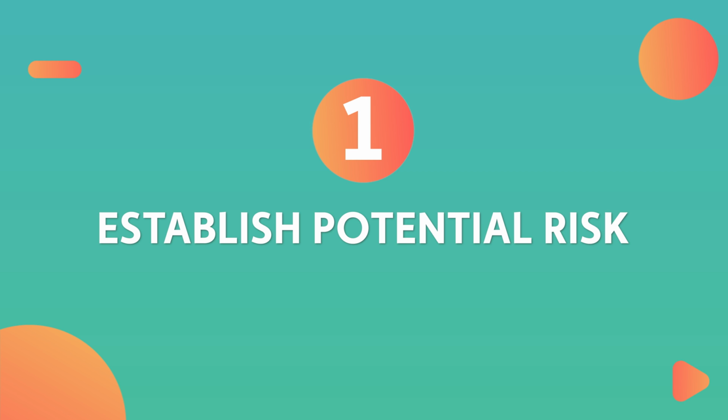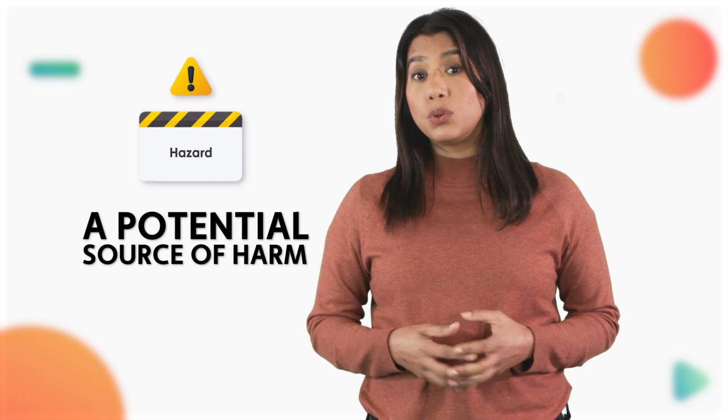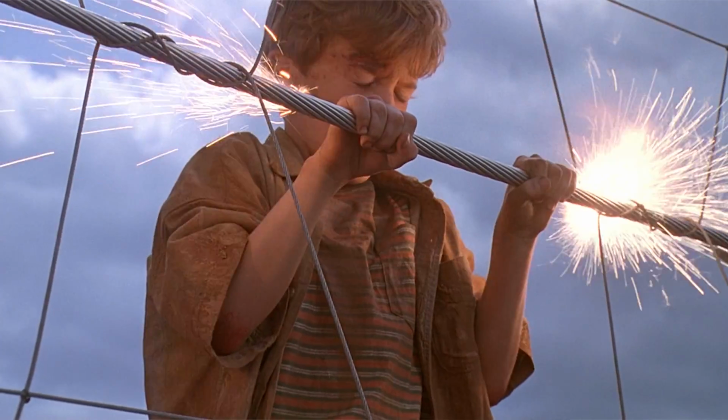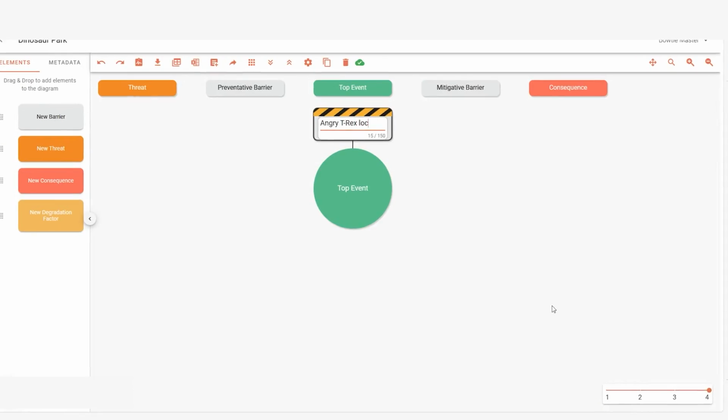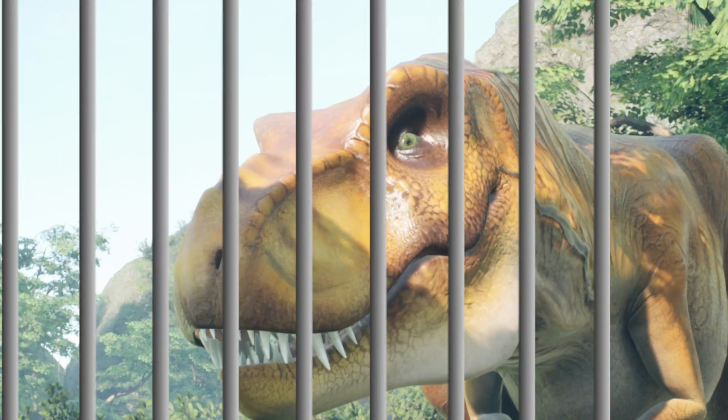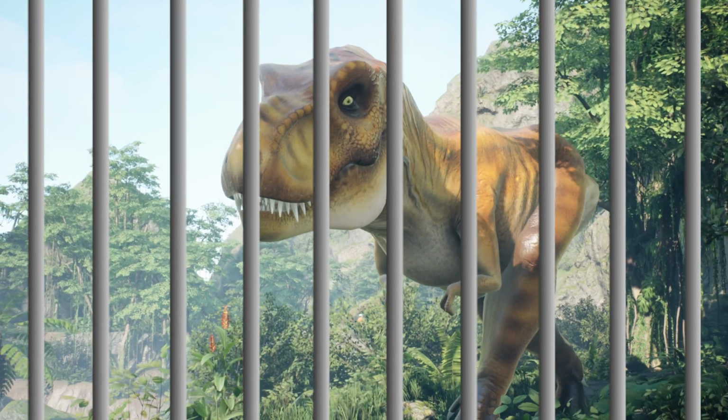Okay, now let's dive into the 5 key steps for creating a bowtie diagram. Step 1, establish potential risk. Our first step is to establish potential risks. We start with what's called the hazard, which is what could cause harm to people, equipment, the park's reputation, etc. In our case, it's the angry T-Rex locked in a cage. Make sure to provide context about its controlled state, situation or size, ensuring that the audience understands its nature. Simply T-Rex would be too broad.